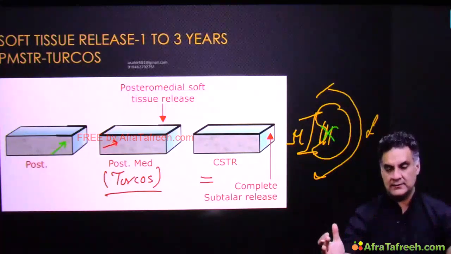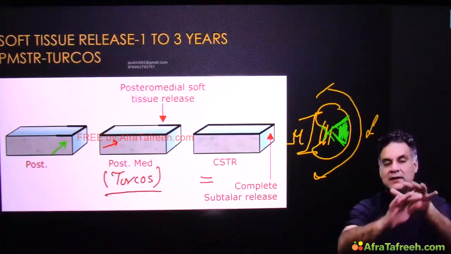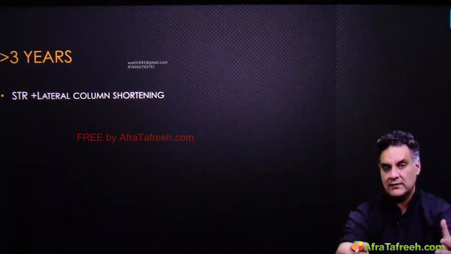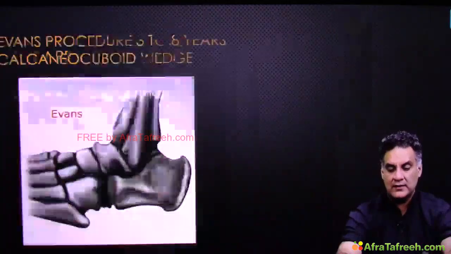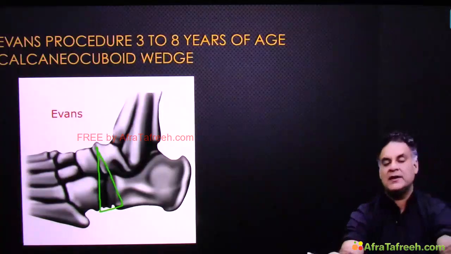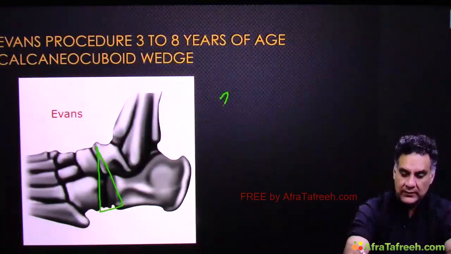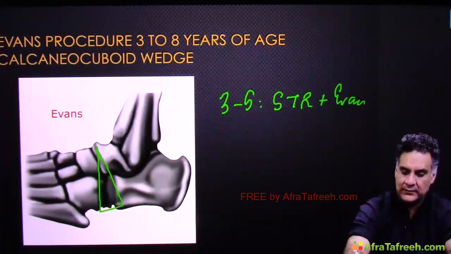But beyond that, you need to take out a wedge of bone, more on the lateral side, less on the medial side, like the wedge of every varus. Wherever you take out this wedge will be called with a name. Age group 3 to 5, take out a wedge from the calcaneocuboid area, do a soft tissue release. So 3 to 5, soft tissue release plus a wedge in the calcaneocuboid area called Evans.